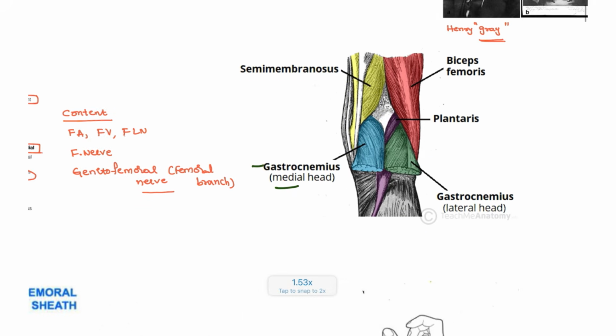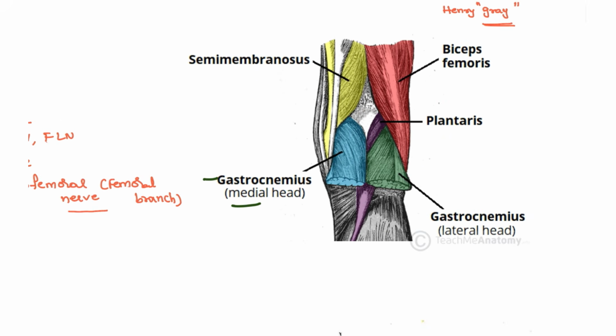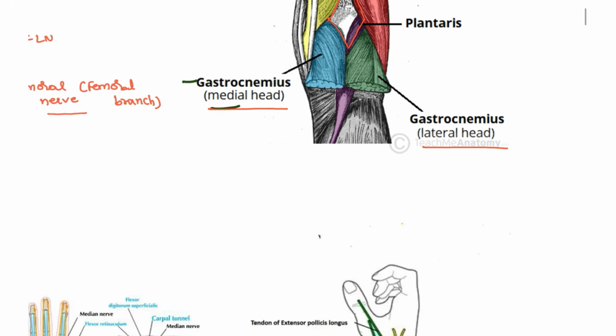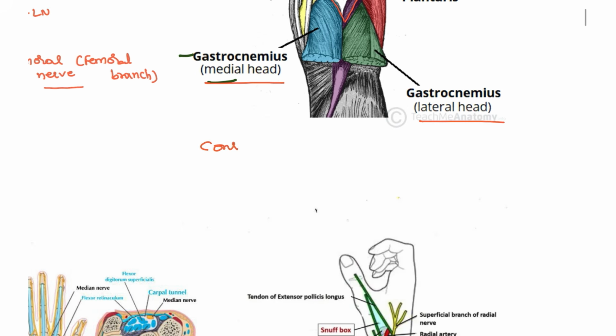Next, moving on to this structure, if you can observe, this structure is known as the popliteal fossa, with the semimembranosus, biceps femoris, and gastrocnemius muscles. Here you can see this is the popliteal fossa on our flexor side. What is the important content that is present in the popliteal fossa that you have to remember? The content of the popliteal fossa: we have the popliteal artery, popliteal vein, and popliteal lymph nodes. But there is no popliteal nerve.